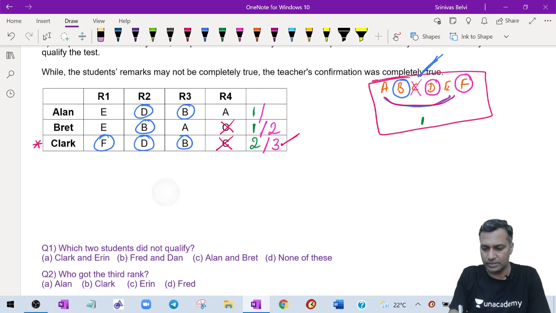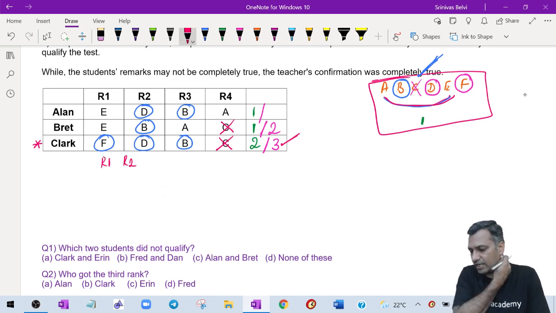What are the three possibilities? R1 and R2 are matching. R1 and R2 are correct, but R3 is incorrect. R3 is incorrect. All right, that's one.